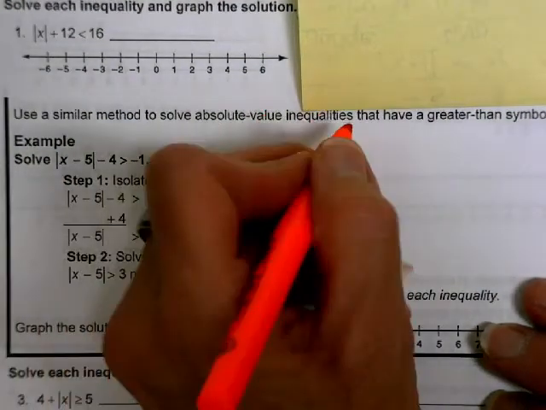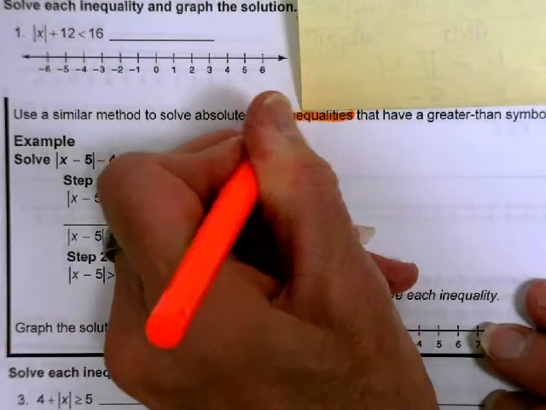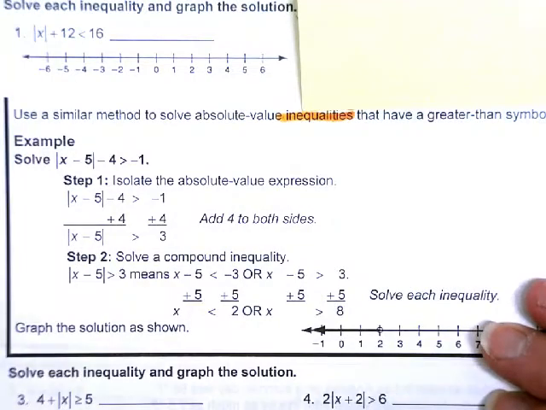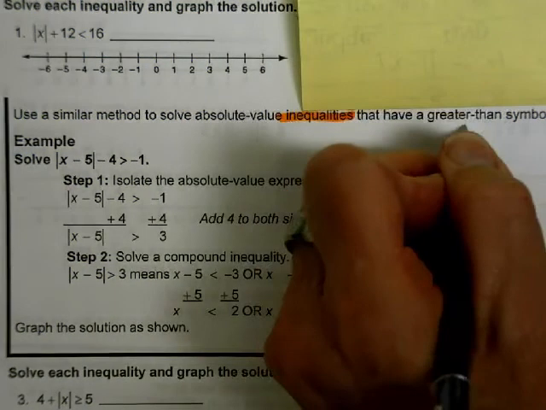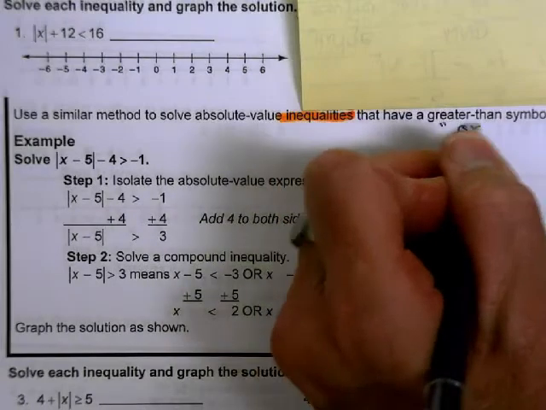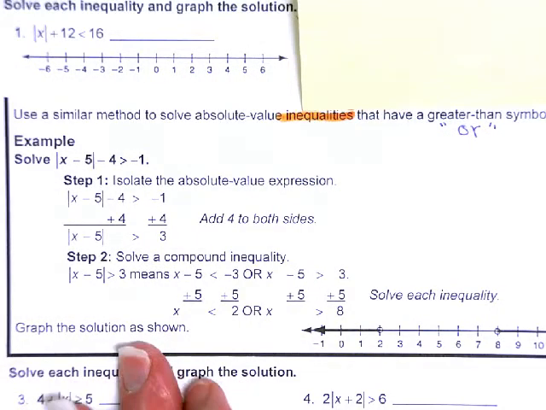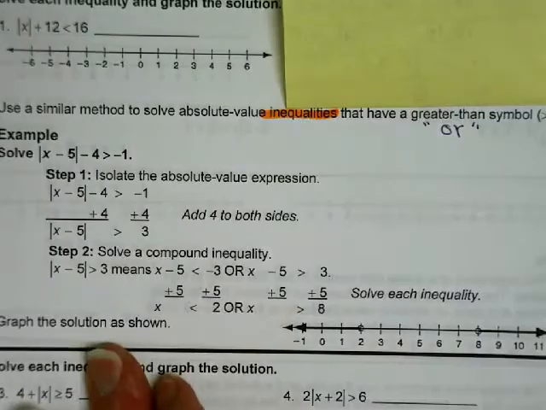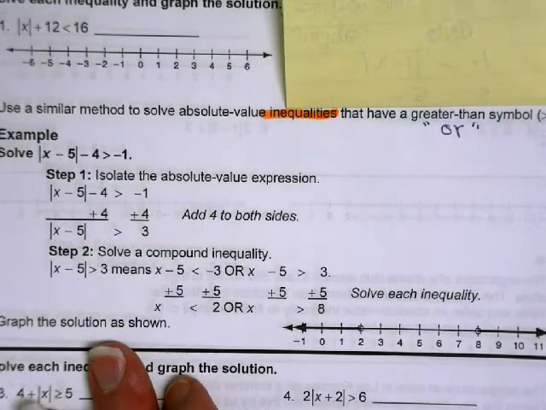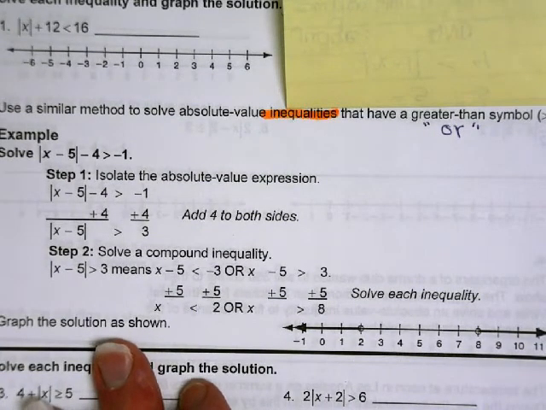Use a similar method to solve absolute value inequalities that have a great or. That's my silly saying symbol. The other one was less than. This one's great or. And it's just silly. Okay, do that.